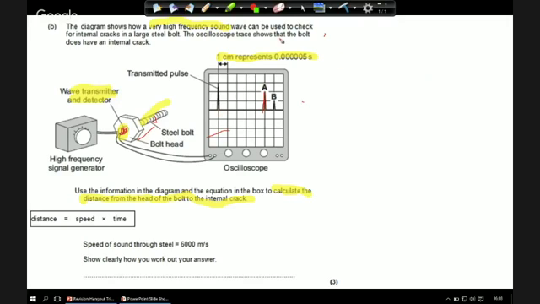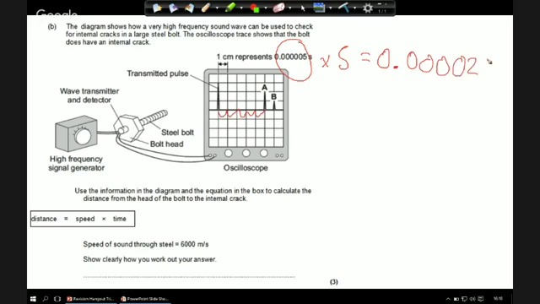If we look along here, let me just clear all of this off the screen. So we've got 1, 2, 3, 4, 5 centimeters on there. So that's going to be that number times by 5 to tell me how long it's taken for it to go there and back again. Now on my calculator, that's going to be 4 zeros and 25 seconds. Okay, it's just that number times 5. But that's to go there and back again, so just remember that.